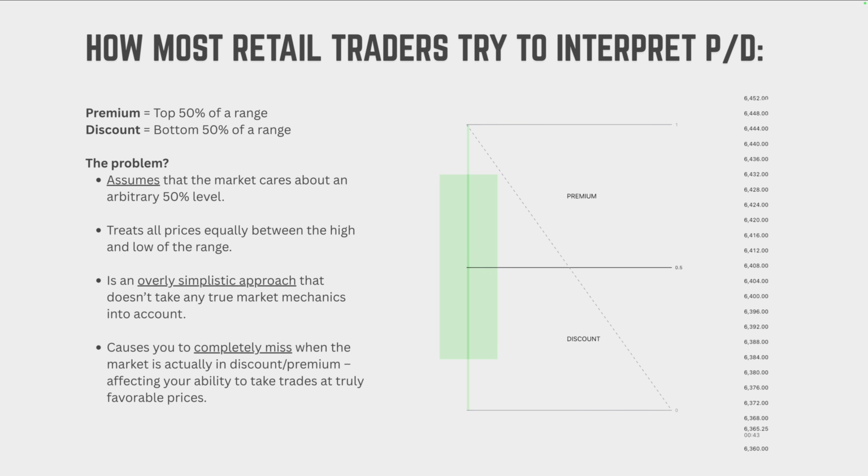The other problem is that this way of measuring premium and discount treats all prices equally between the high and low of the range. It assumes that every price point as we move up and down is equal. It's an overly simplistic approach. Again, it doesn't take into account any true market mechanics or any logical factual data, and causes you to completely miss when the market is actually in discount and premium, which then affects your ability to take trades at truly favorable prices, or you'll just miss trades altogether. So I'll show you that in just a second.